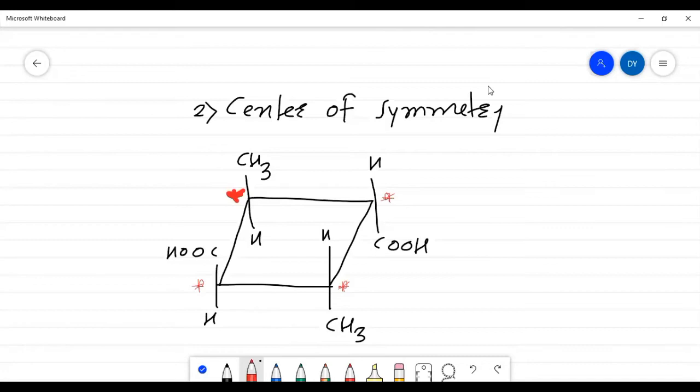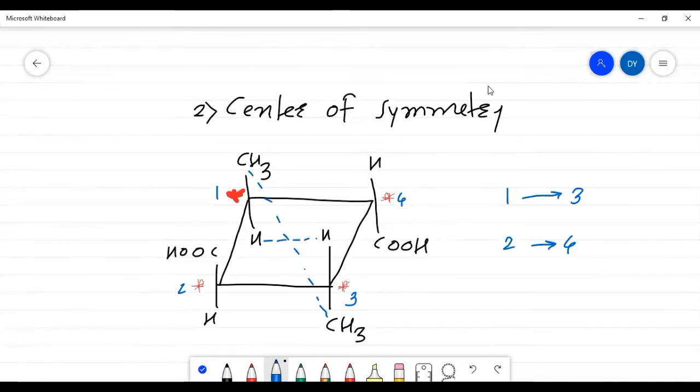Now this compound contains four chiral carbons, that means it should be optically active, but it is optically inactive. Why is it optically inactive? Because it contains a center of symmetry. First I give numbers to the carbon atoms. Carbons 1 and 3 are opposite, and carbons 2 and 4 are opposite. Carbon 1 and carbon 3 contain a methyl group and hydrogen. First I join the methyl groups, then I join the hydrogens. So that is for carbon 1 and 3.